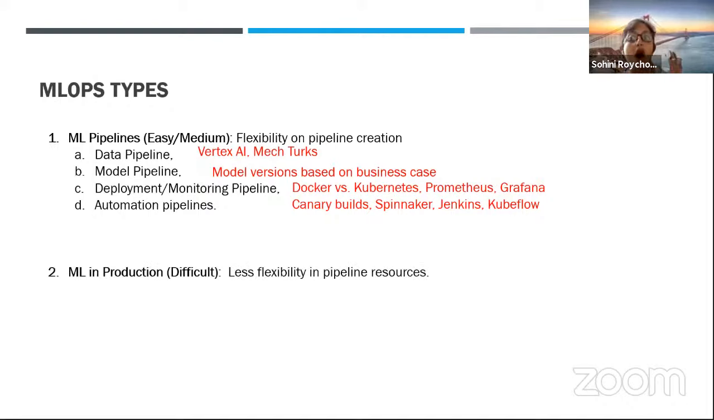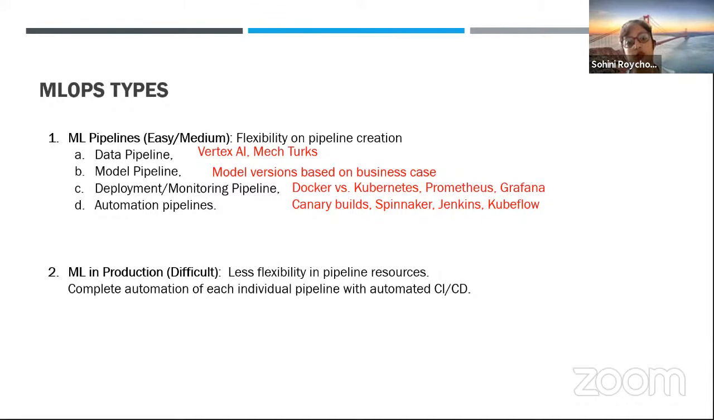And then comes the difficult task, which is ML in production. Here, the flexibility in pipeline resources is much smaller. So what you really want to do is take everything and automate the process so that everything works like a well-oiled machine. You have data, you have the model continuously being spit out, you have the deployment continuously happening, and then everything is just going out. So the customer is constantly getting fed with updates. They don't even realize there is no downtime. And the app just keeps getting better and better and better.